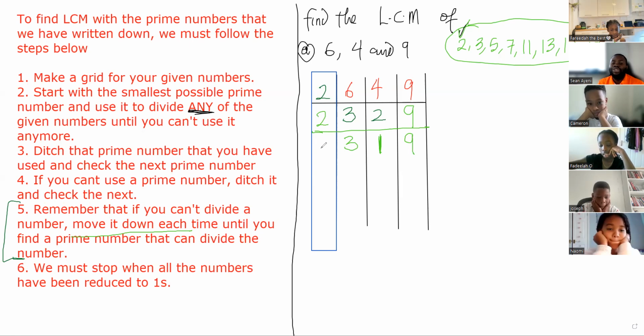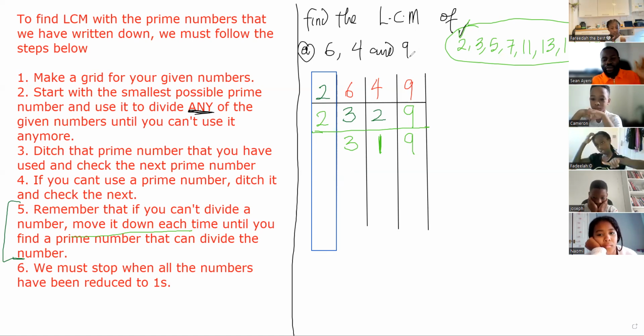Now, let's check. Can 2 divide any of the numbers that we have in the next level? Can you divide 1 by 2? No, you can't. 1 cannot be divided by anything other than itself. So we cannot use 2 to divide any of the numbers that we have. So what do we do to 2 now, guys? We ditch it. Sorry, bye 2. See you later.